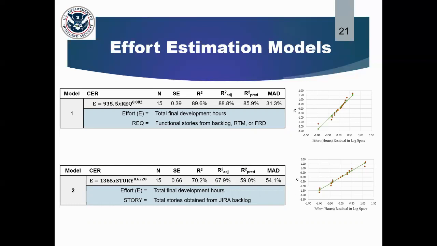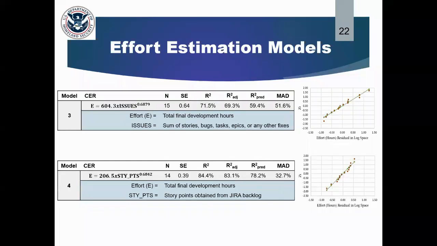In this first slide, we show functional stories and we show stories. So when you look at the two and looking at the resulting statistics, you can see that functional stories did perform better than stories, although both were statistically significant. Next, we compare the statistical results of issues and story points. When you look at these statistical results, you can see that story points did outperform issues.